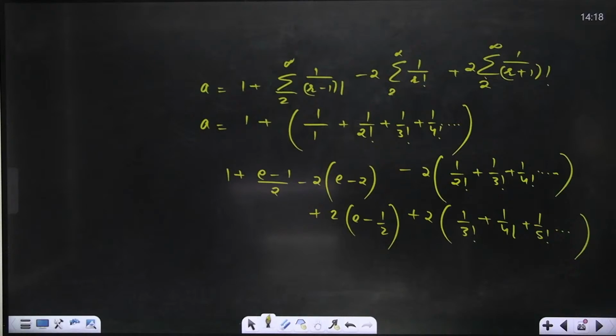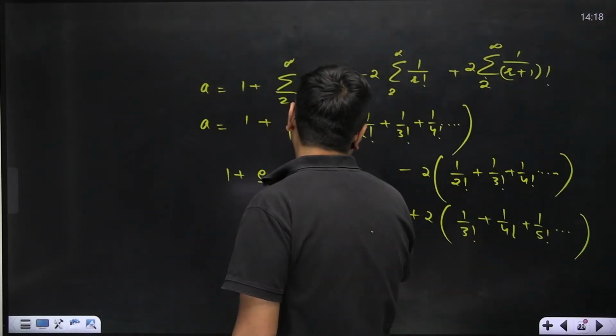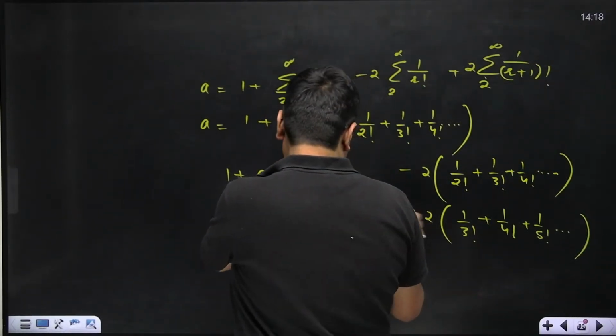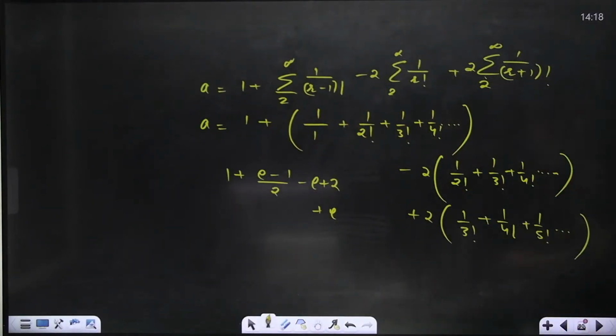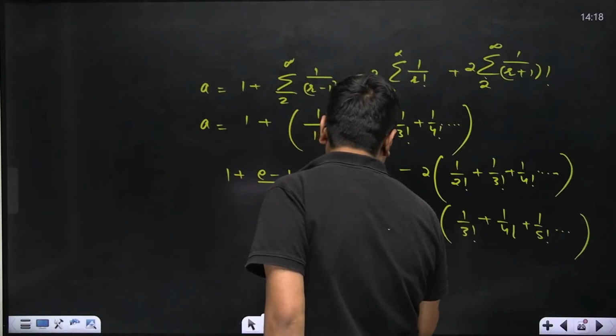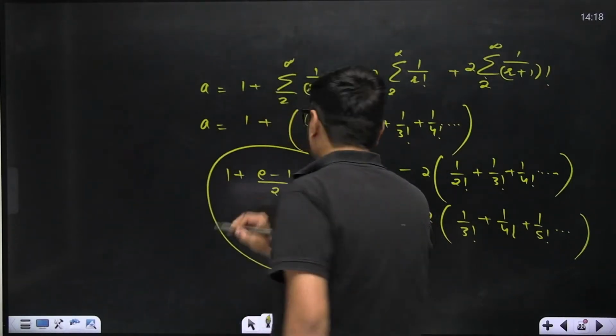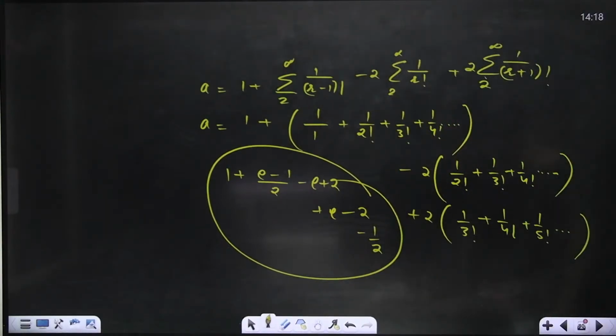Okay, then e, this will become your minus e plus 2. This thing will become minus e plus 2. This thing is becoming minus e plus 2. This thing is becoming your e minus 1 plus e minus 1, right? No, oh sorry, plus e minus 2, right? Plus e and then minus 2 and then minus 1 by 2 overall. This you have to calculate and this will be your answer for A, right? This will be your answer for A.